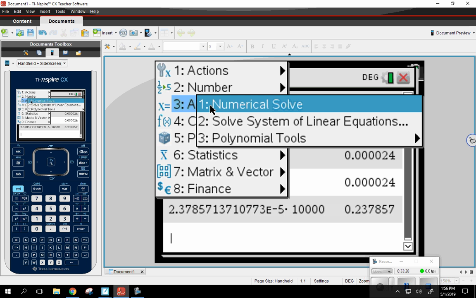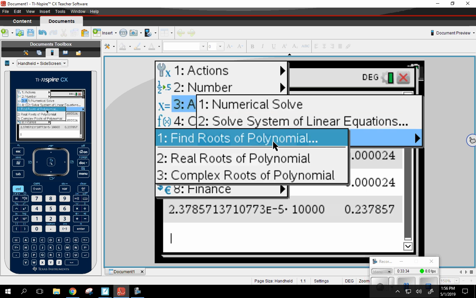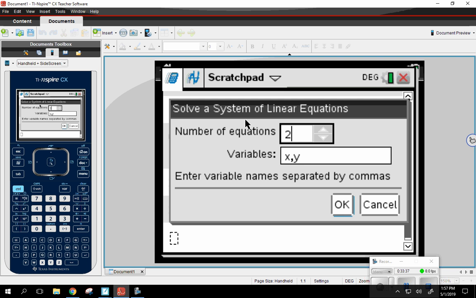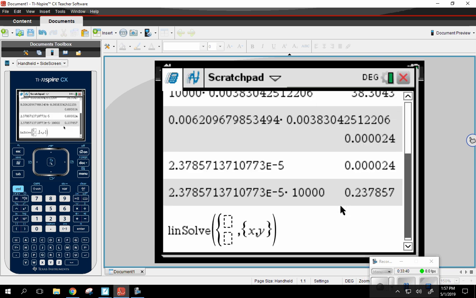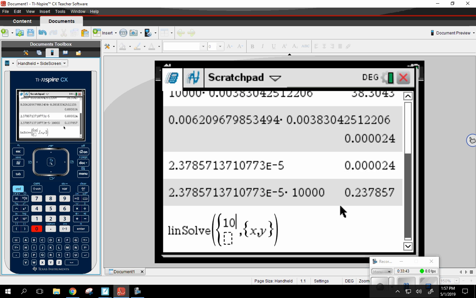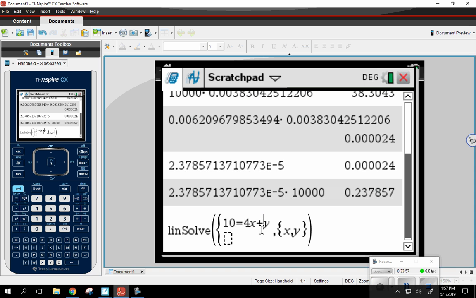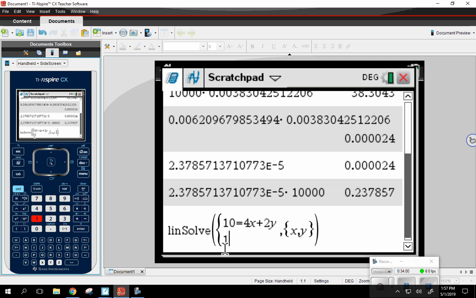If you're trying to factor or find the roots of a quadratic, remember the polynomial tools right there? That is really, really useful. But we want solve a system: 2 equations in X and Y. It was 10 equals 4X plus 2Y. Remember, equals is right over here below your blue control button. And the other one was 100 equals 16X plus 4Y.